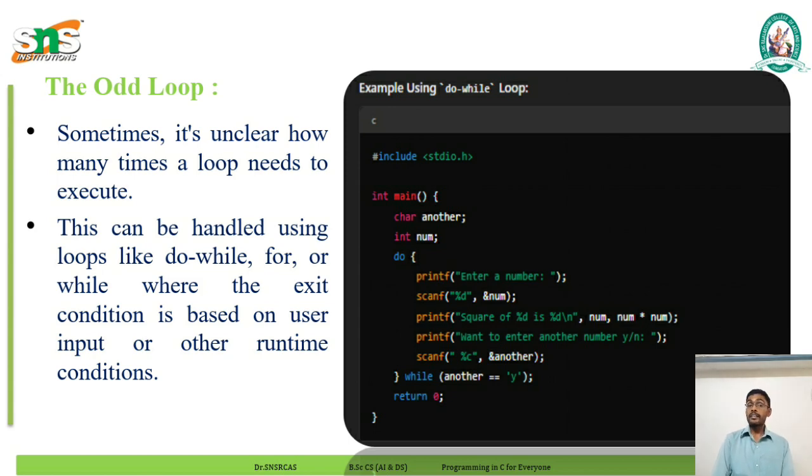Here is one such example. This can be handled using loops like do while, for, or while, where the exit condition is based on the user input or other runtime conditions. Here the value for the variable another is received from the keyboard inside the do block using a scanf statement. If you give the input as the character y, the loop will execute. If you use some other character, the loop comes out. So this example executes based on the user input during runtime.